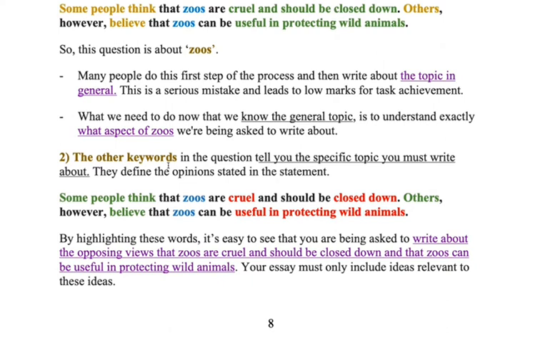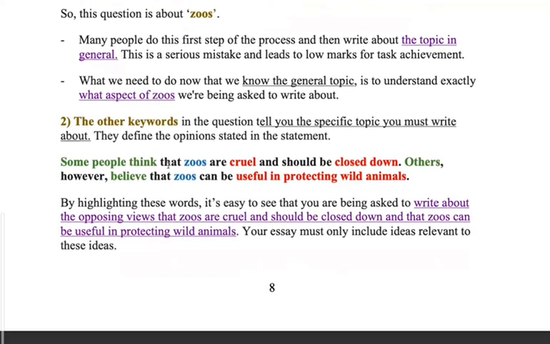So let's move on here by highlighting these words. These are the other keywords: cruel, should be closed down, useful, protecting wild animals, some people, other people. That's what I mean. By highlighting these words, it's easy to see that you are being asked to write about the opposing views: zoos are cruel and should be closed down, number one, and that zoos can be useful in protecting wild animals. So your essay must only include ideas relevant to these ideas.